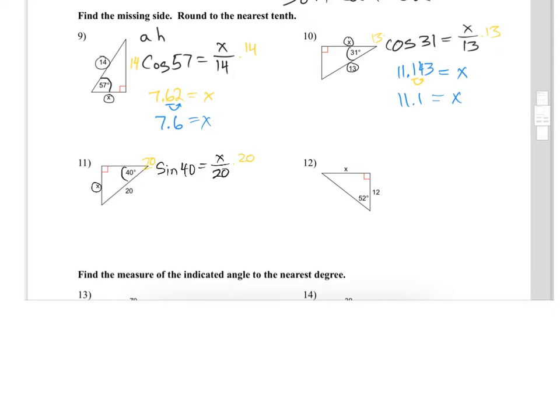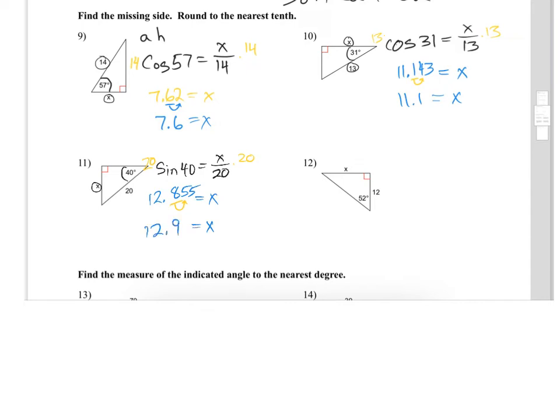And we see that x is equal to 20 times the sine of 40 degrees. And that's going to be 12.855. Look at the tenths, look to the number to the right. It's a 5. So therefore, x is going to be 12.9.